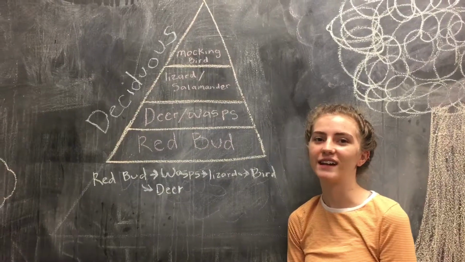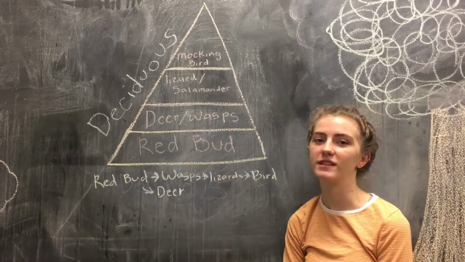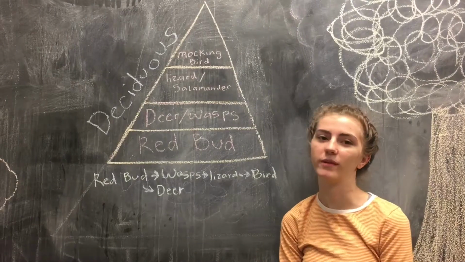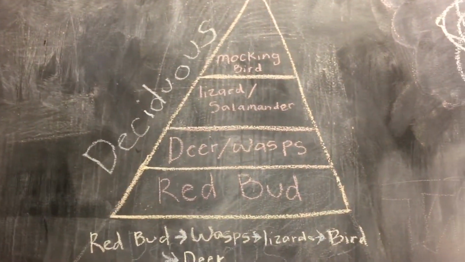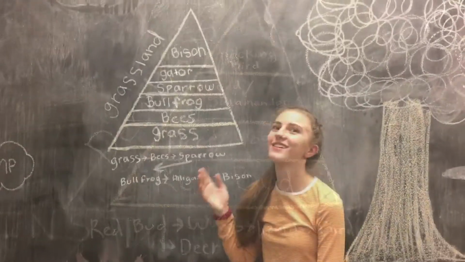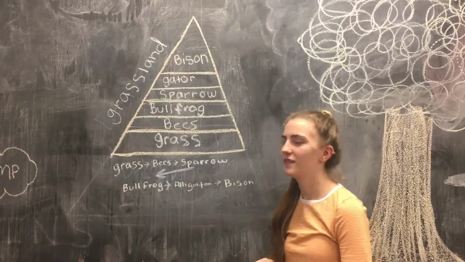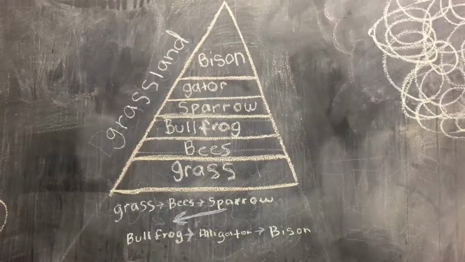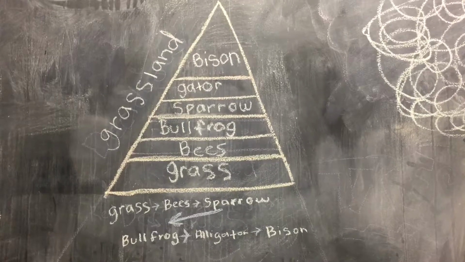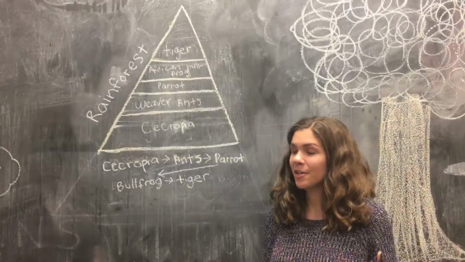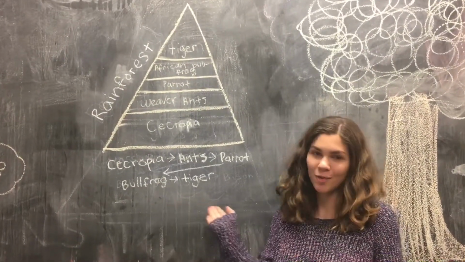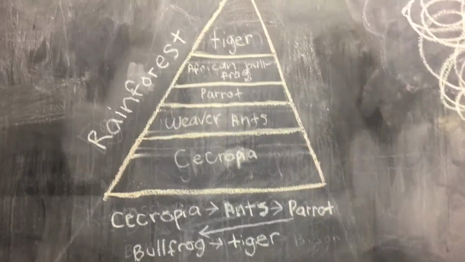Here are diagrams. This is our pyramid for the deciduous forest, and this is our food web for the deciduous forest. This is our grassland pyramid and food web. This is our rainforest pyramid, and this is the food chain method.